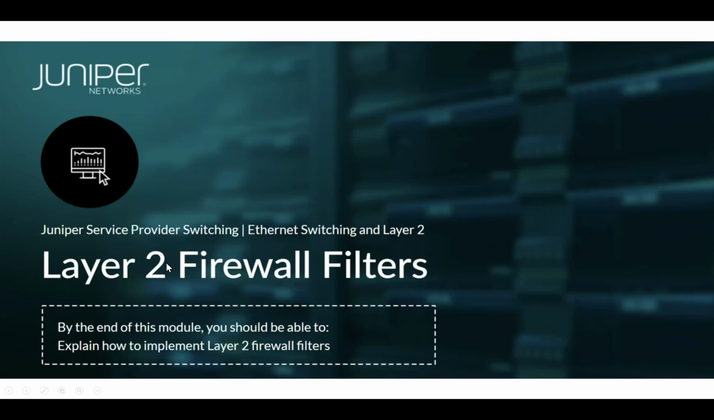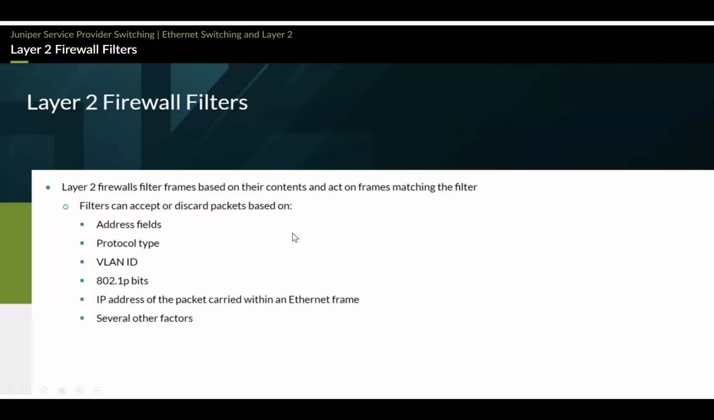In this section we will discuss layer 2 firewall filters. We know about layer 3 firewall filters. In layer 3 firewall filters, we can match source address, destination address, source port, destination port, source protocol, destination protocol. In layer 2, you can also apply layer 2 firewall filters. Basically, it works based on port and source MAC address and destination MAC address. You can also apply this filter on a VLAN interface.